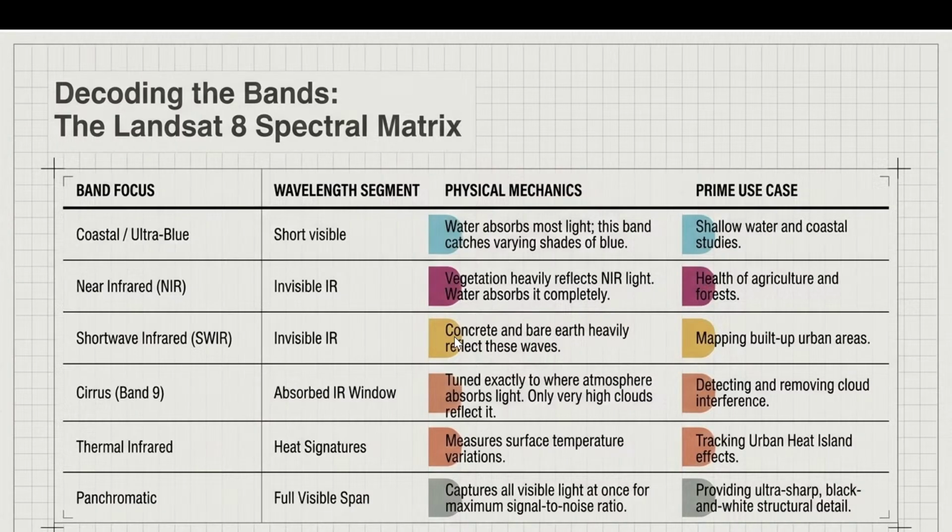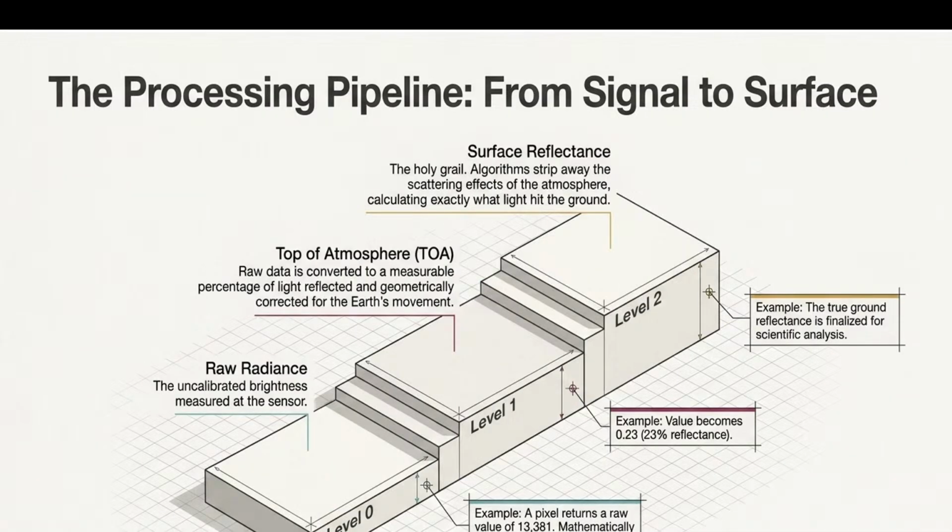Then you can see the concrete and bare earth heavily reflect this band, the IR band or shortwave infrared band. That is exactly where the atmosphere absorbs the light. I also sent you this, so try to read it and you can get a better idea. We also use different types of sensor: top of atmosphere, surface reflectance, raw radiance.